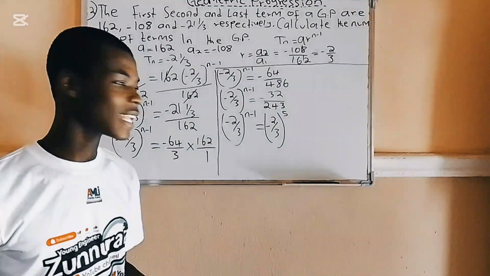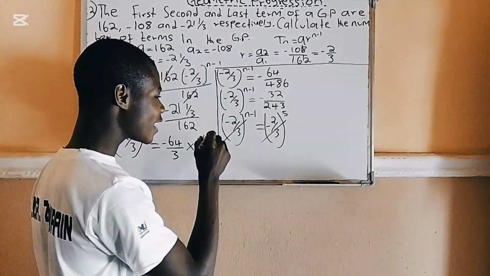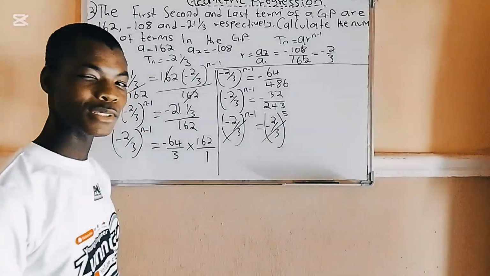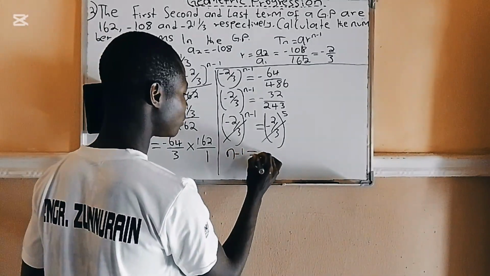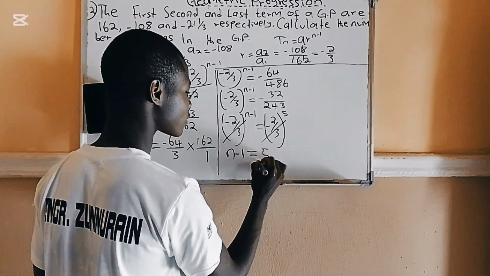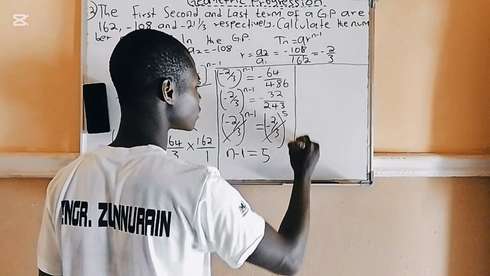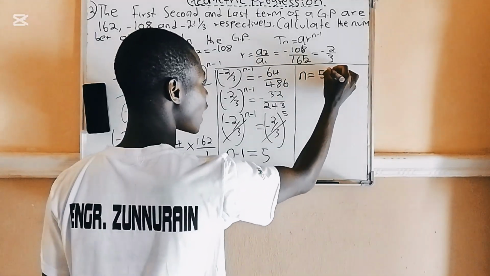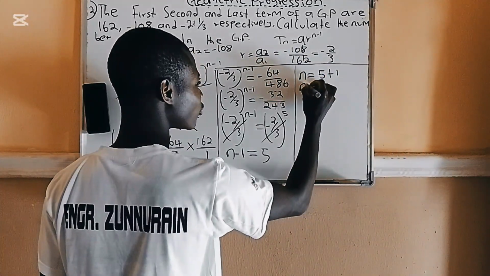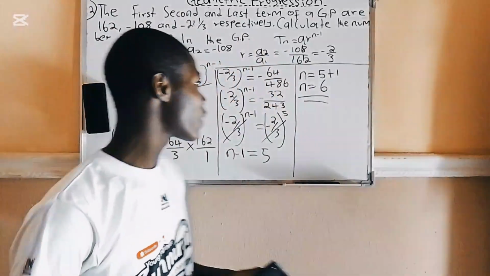So therefore, as you can see, this one can cancel this one. Minus 2 over 3 can cancel minus 2 over 3. At the end, I will have n minus 1 equal to 5. I'm looking for the value of n. So therefore, n will be equal to 5 plus 1, and therefore n will be equal to 6. So this is the end of this question.